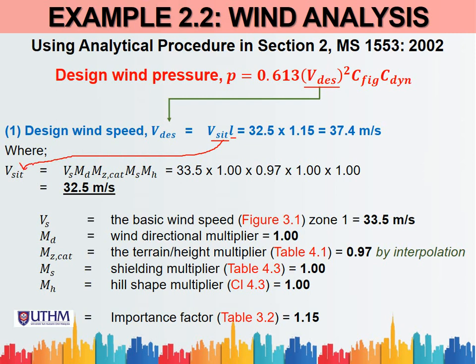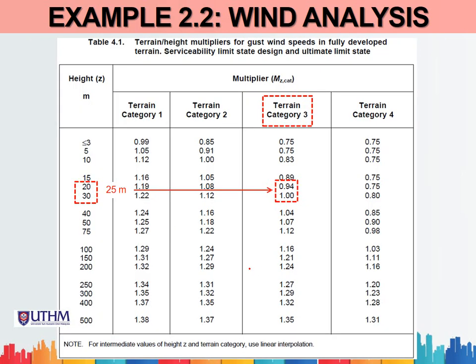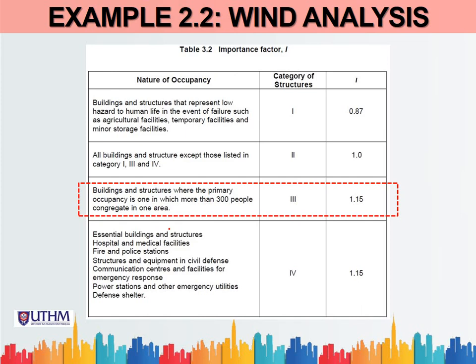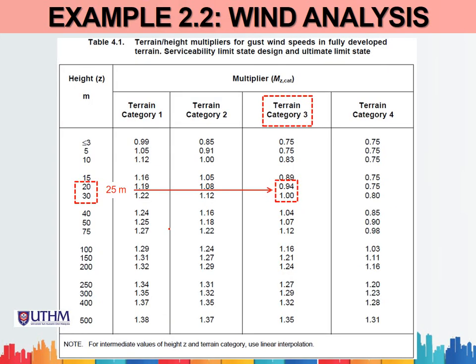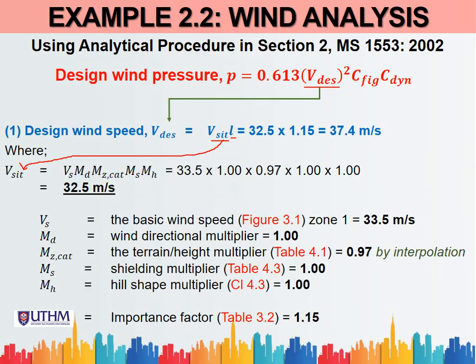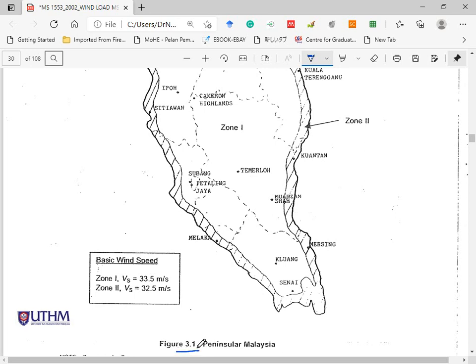So the V seat here is equal to Vs, the basic wind speed, multiplied with the wind directional multiplier, multiplied with the terrain height multiplier, multiplied with Ms, the shielding multiplier, multiplied with the hill shape multiplier. Okay, so the Vs, the basic wind speed, is based on figure 3.1 here. So this is figure 3.1.